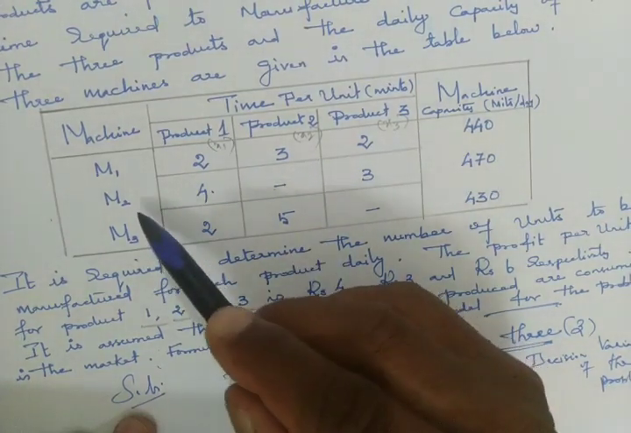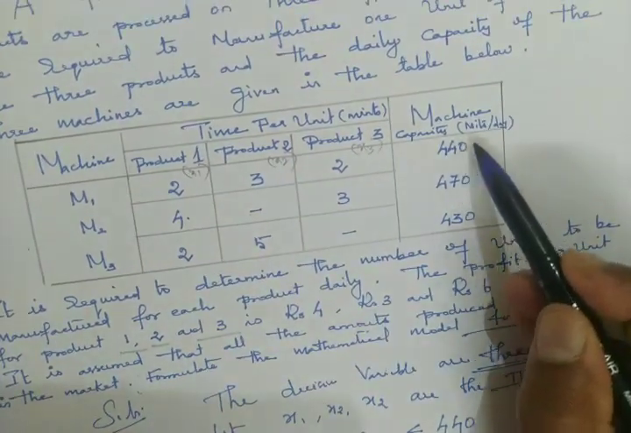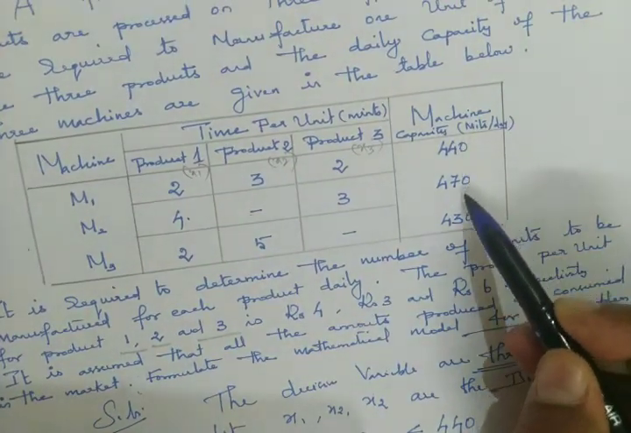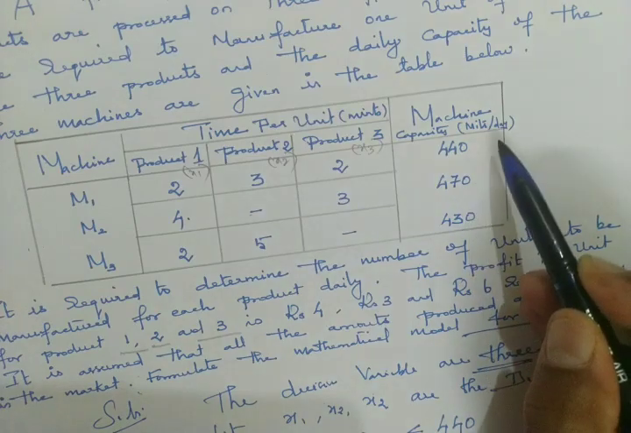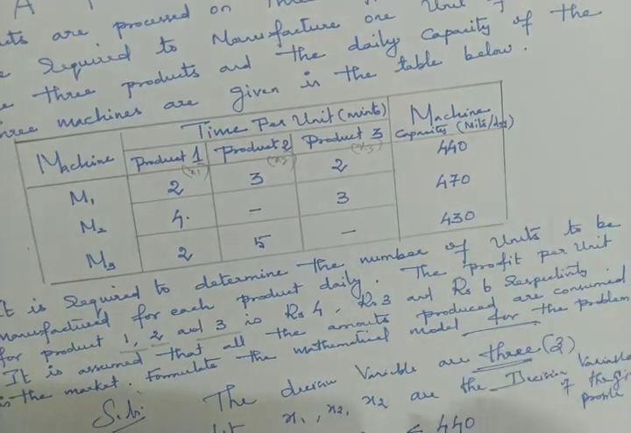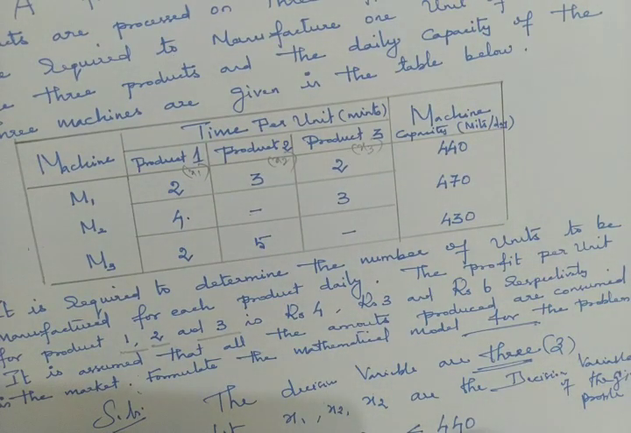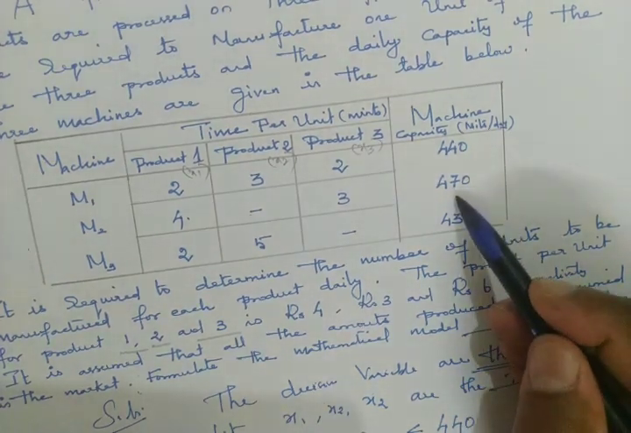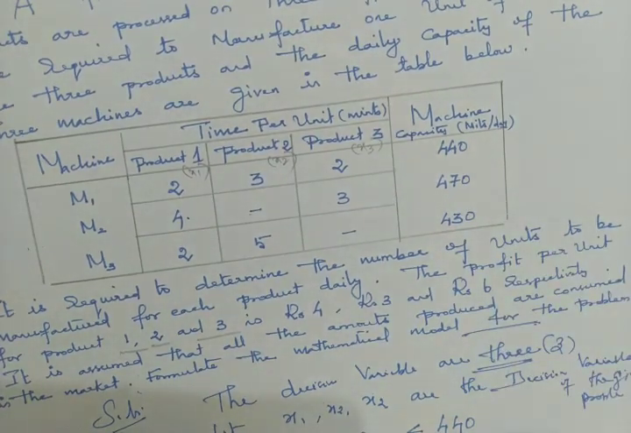Here also machine m2 is available a maximum of 470 minutes per day. Machine capacity is 470 minutes. So we can use machine 2 at most that much, and that's why we put less than or equal. You can use a maximum of 470 or less than that. So the constraint inequality is 470.